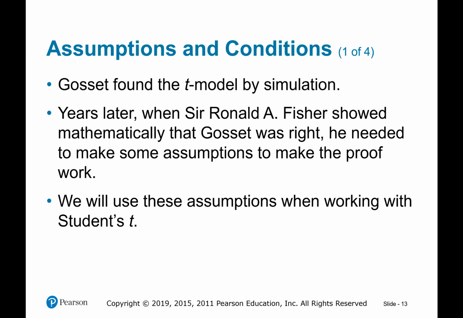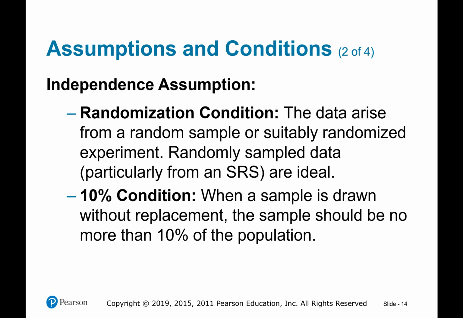And yes, the Gossett T model, student's T, is accurate. It is correct, but he criticized Gossett because there are some assumptions that he made that Fisher wasn't quite sure of. And these are the same assumptions that you need to write down. Again, some of these are repeats. So we have the randomization condition, that this should have resulted from a simple random sample. Again, if this is without replacement, no more than 10% of the population. You've seen those before.